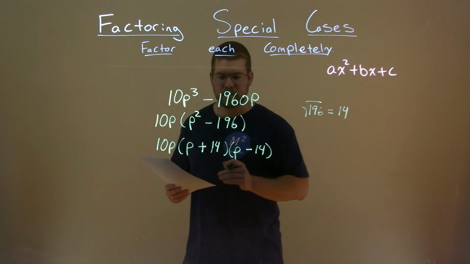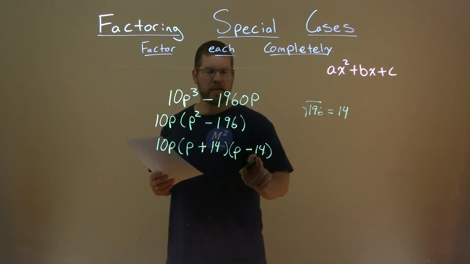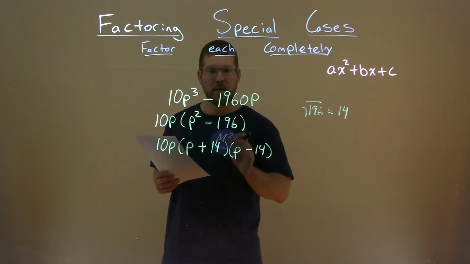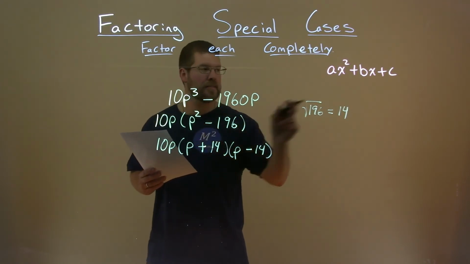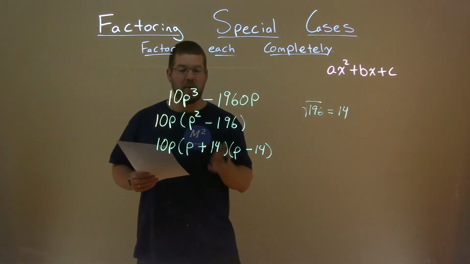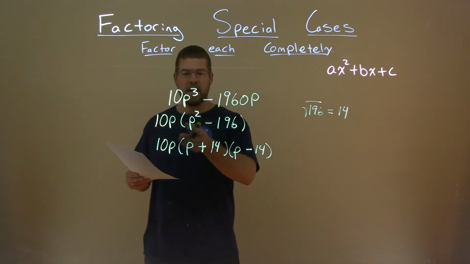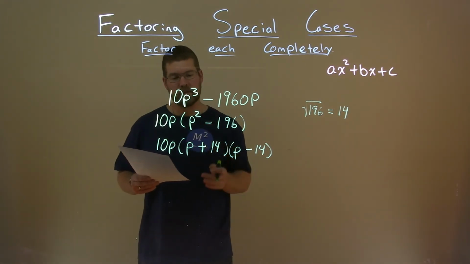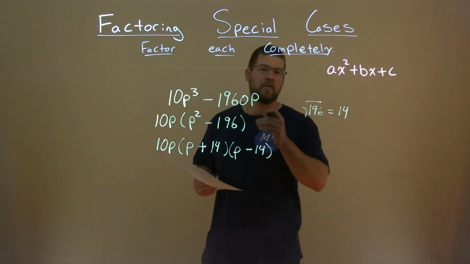But watch this. P times a negative 14 plus 14 times p gives me 0, which is what I need there, a 0 b value. So now we actually have our final answer here. 10p times p plus 14 times p minus 14.